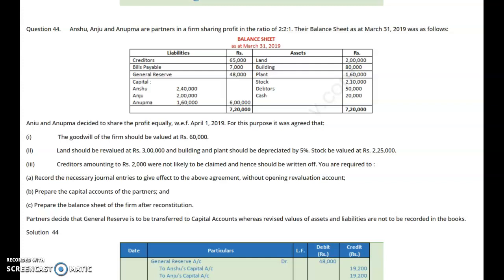Otherwise also they are very important. In our next class, we will start the next lesson, that is admission of a new partner in the firm.